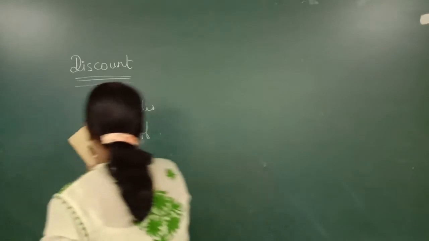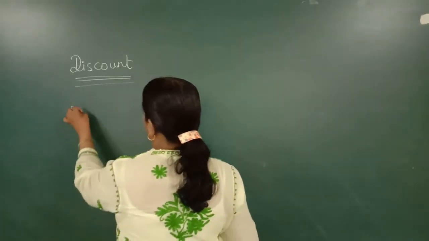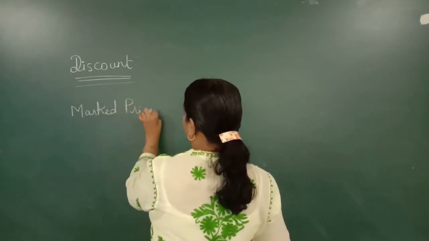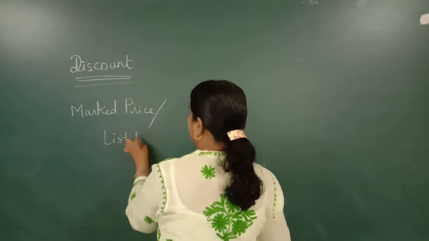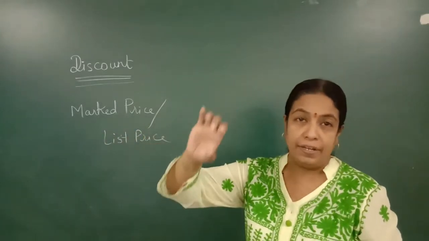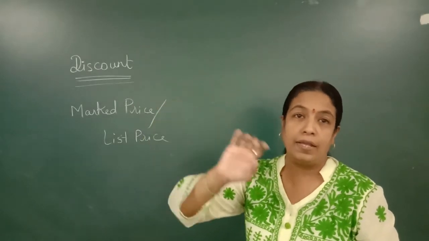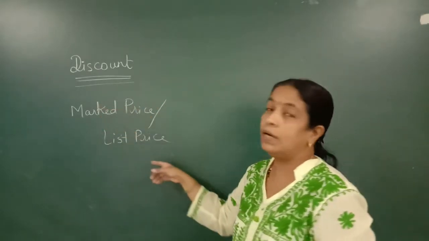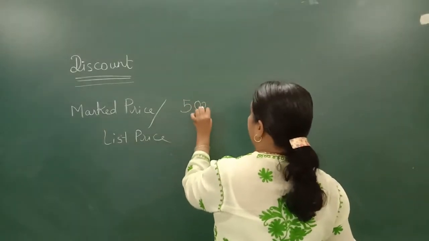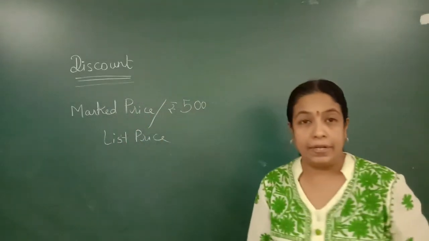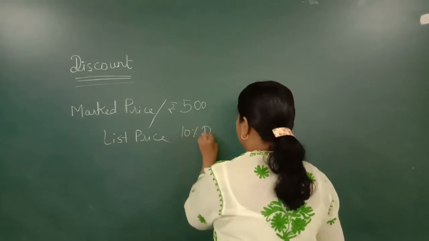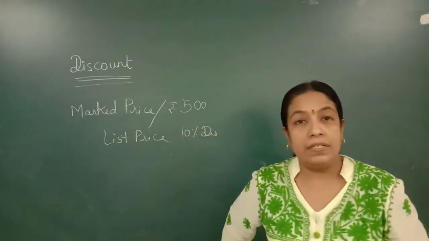Now, see here, MRP or marked price. You must have learned the word marked price or list price. Now what does marked price and list price mean? The price which is written on the particular article, that is called as marked price or list price. Now suppose it is written as 500 rupees, but the shopkeeper is allowing 10% discount.